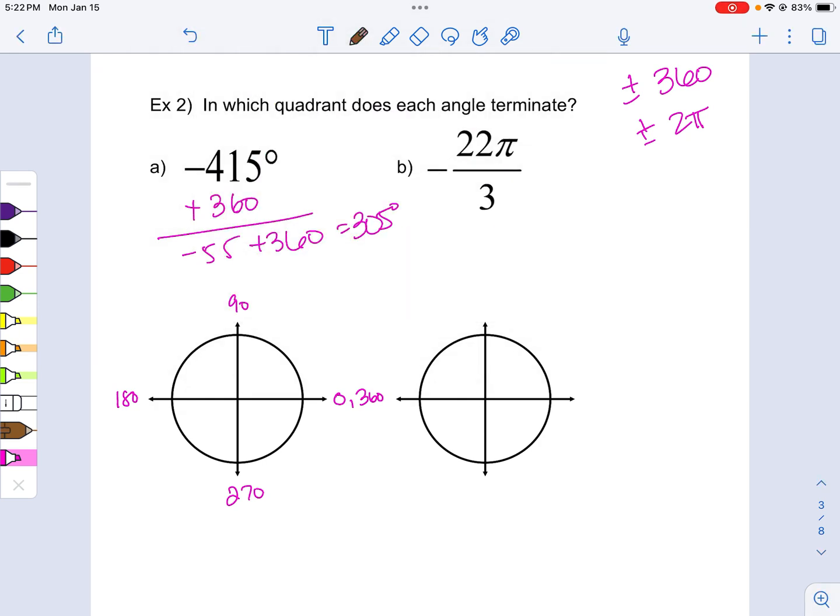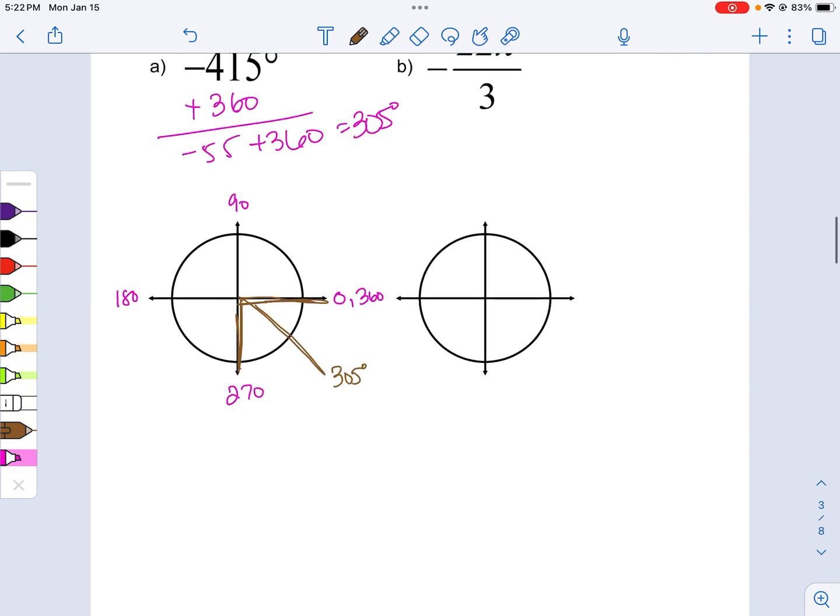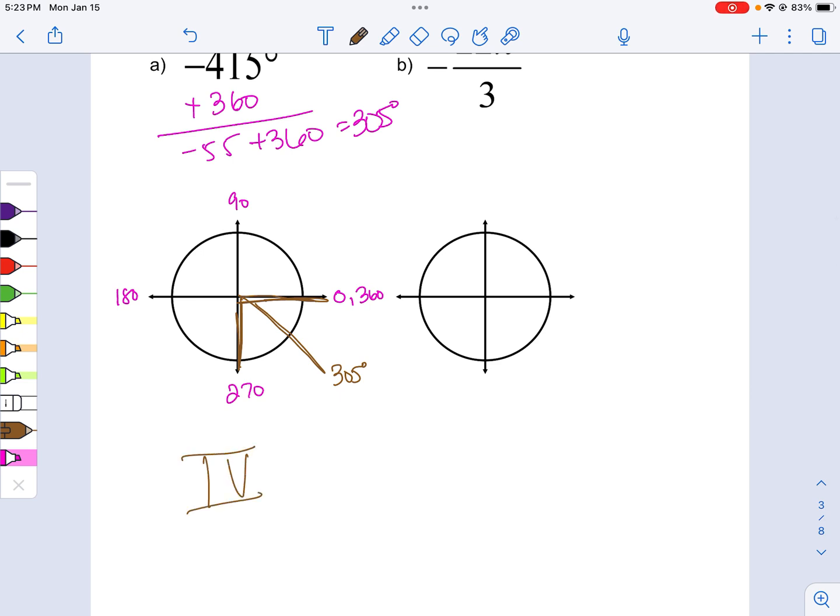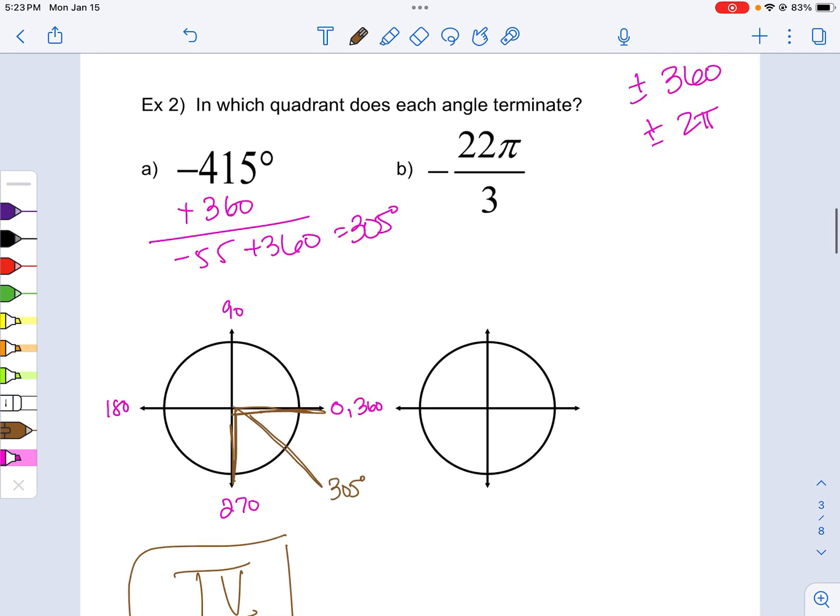Well, now this makes it pretty easy. If 270 is here and 360 is there, 305 has to be somewhere kind of in the middle. And again, I don't care where we put it, but we know it has to be in quadrant 4. Remember, we write quadrant 4 with an I and a V because V is 5, and basically that means take away 1. 5 take away 1 is 4, so it's in quadrant 4.